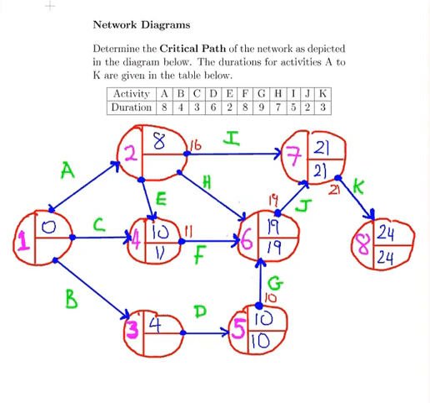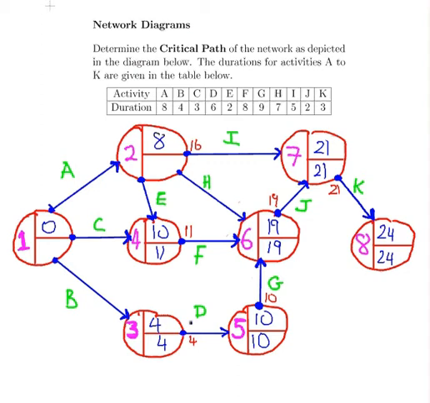Let's look at node 3. That is 10 minus 6, looking from node 5. That's the duration for activity D. That would give us 4 there. And again, that's the only one we have to consider, so that's a 4.